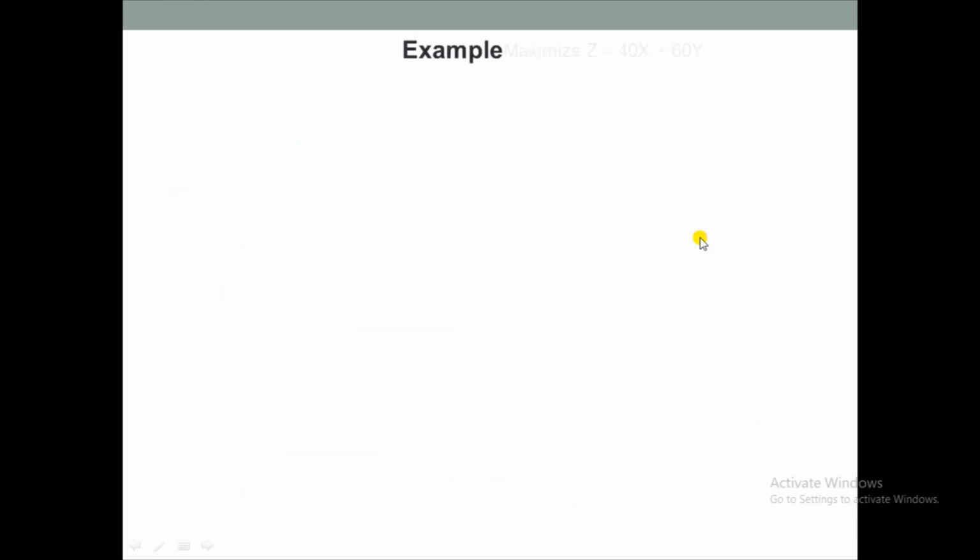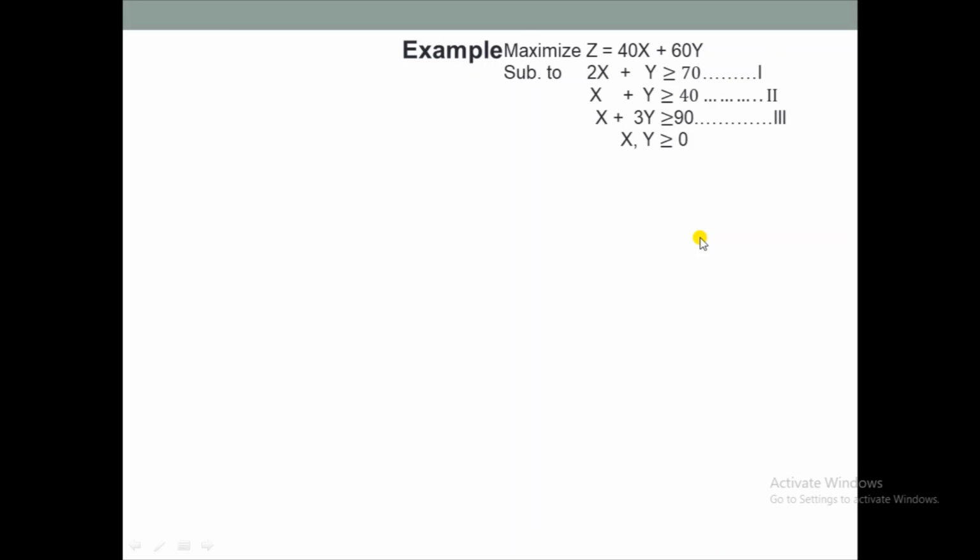Let's see one more problem. Maximize z equal to 40x plus 60y subject to 2x plus y greater than or equal to 70, x plus y greater than or equal to 40, x plus 3y greater than or equal to 90, and non-negativity constraints x, y greater than or equal to 0.